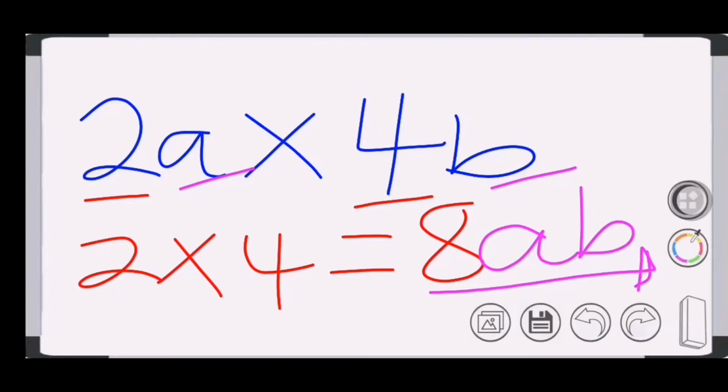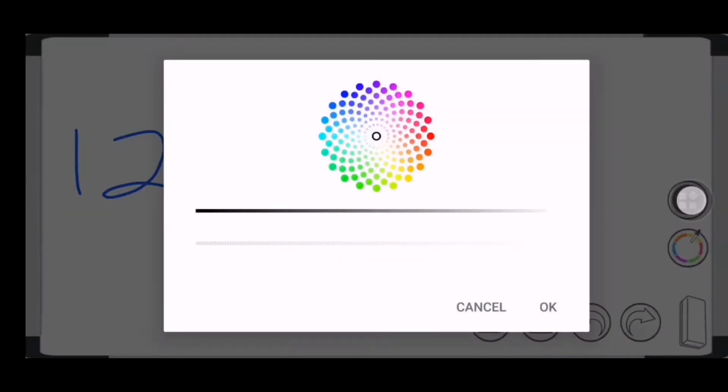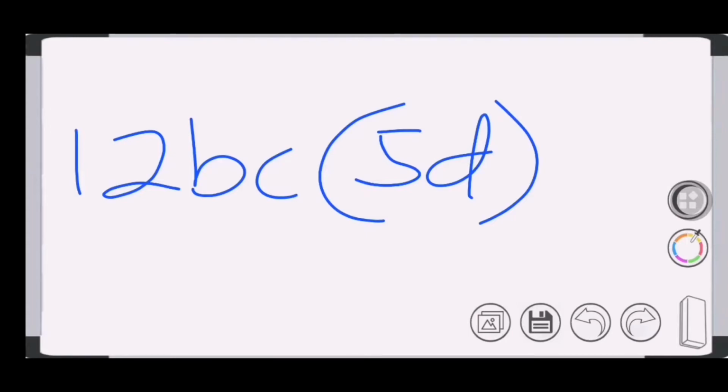Get it? Got it? Good. In our second example, if we have 12bc into bracket 5d. Remember, we have already said in the previous video that multiplication means what? In bracket means what? Multiplication. Therefore, the bracket we have here simply means we are multiplying what is inside the bracket by all the terms outside the bracket.